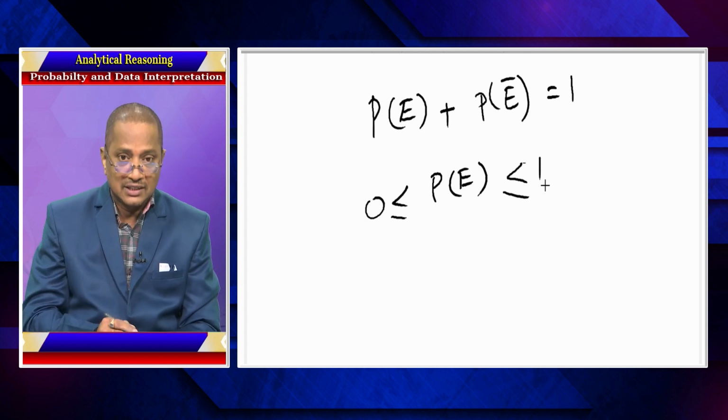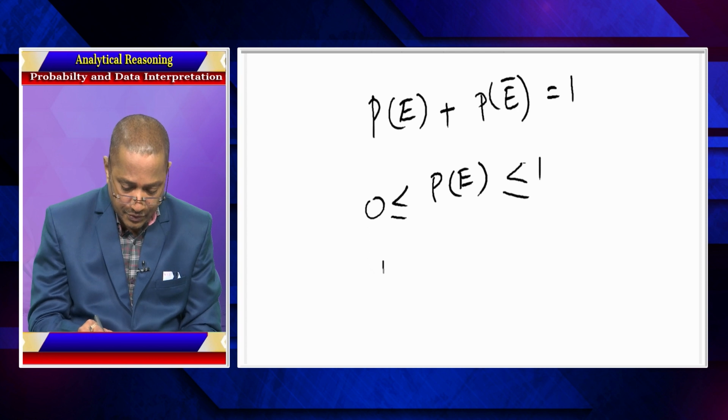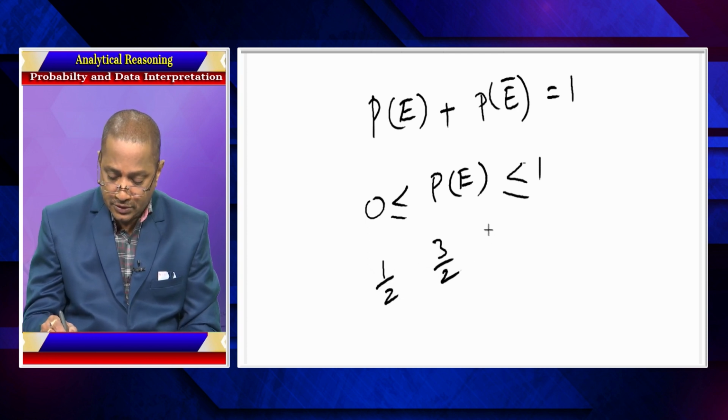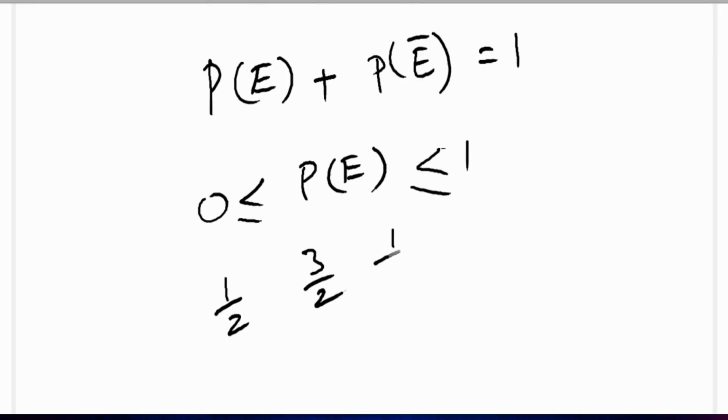So, they will give the values as 1 by 2, 3 by 2, 1 by 4 and 1 by 7. Option A is 1 by 2, option B is 3 by 2, option C is 1 by 4, option D is 1 by 7.